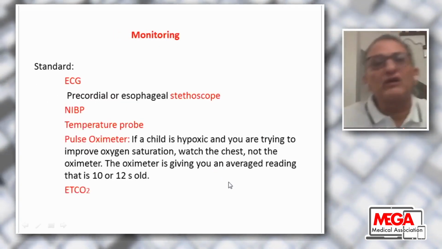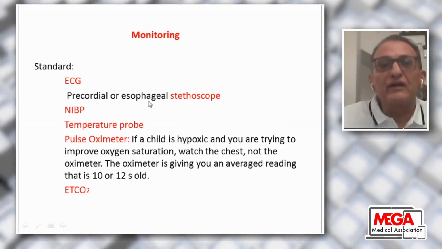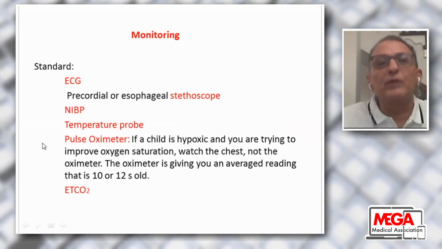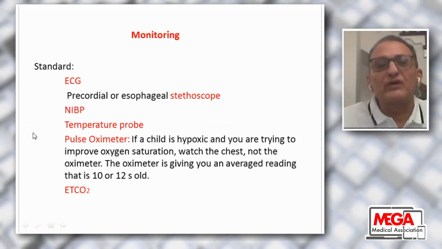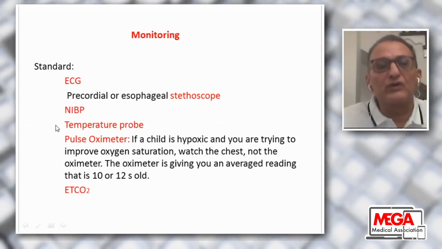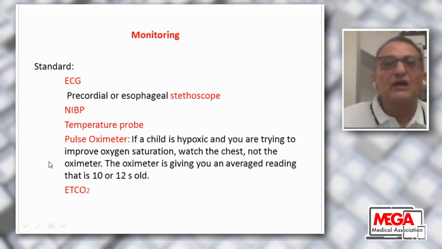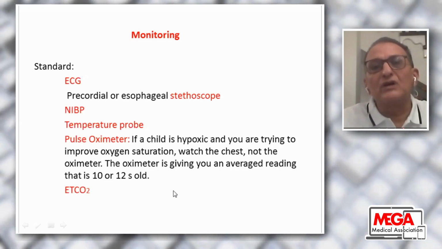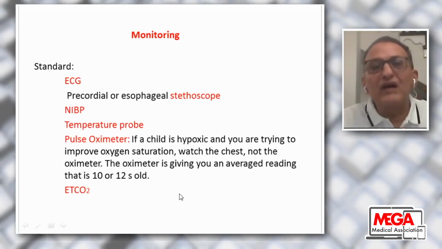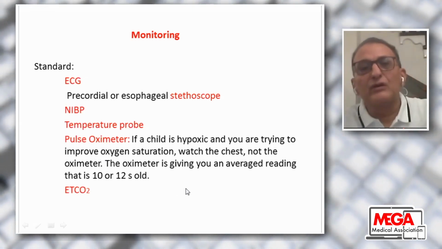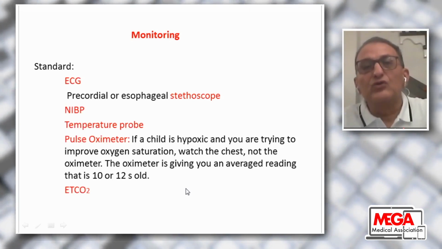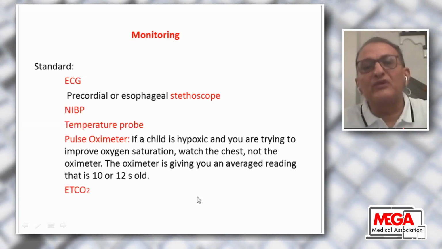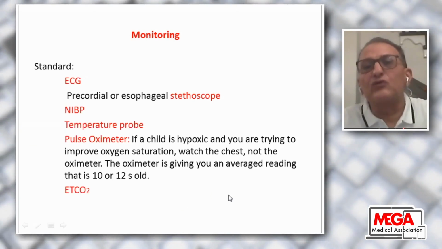Standard monitors are added: ECG, stethoscope or precordial stethoscope, blood pressure, temperature probes, whether lower esophageal or nasopharyngeal or rectal. Pulse oximeter definitely, but I have to elaborate that if you have a hypoxic unit, do not keep looking at the oxygen saturation because the pulse oximeter takes about 10 seconds to average the reading.